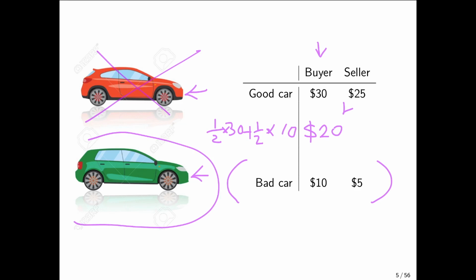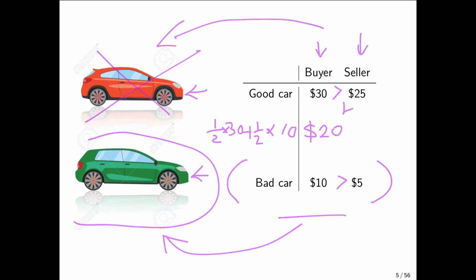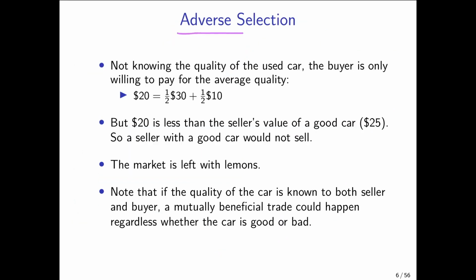Again, notice that if there's symmetric information, if both buyer and seller know whether they're buying or selling a good used car or a bad one, then regardless of whether the car has good quality or bad quality, there could be a mutually beneficial trade. But the problem is with asymmetric information, we have market failure. And this kind of phenomenon is known as adverse selection.